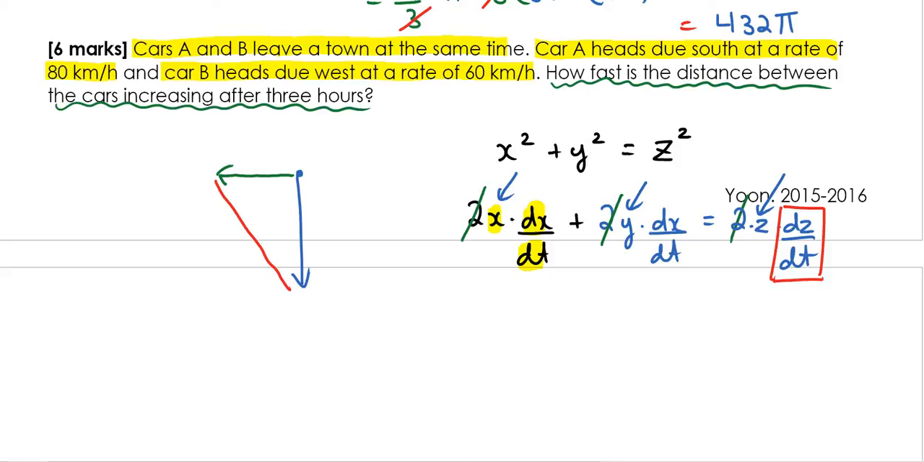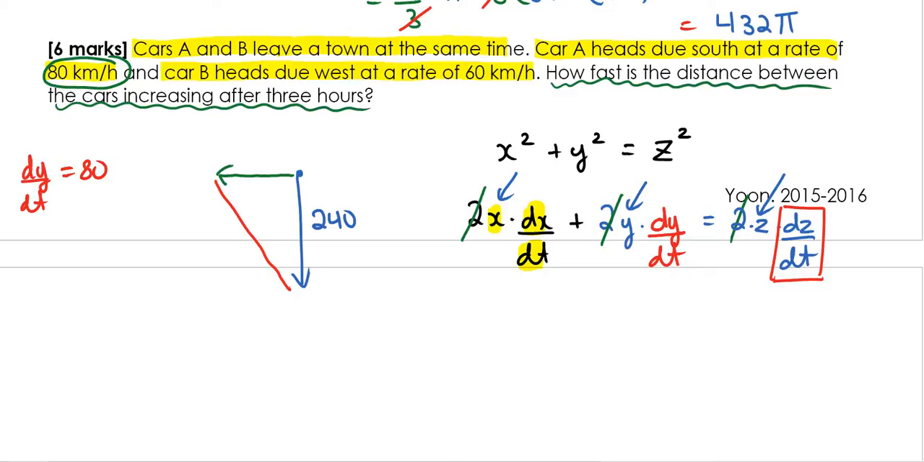Now, I know that car A is heading due south, and it goes at a rate of 80 kilometers an hour. So 80 kilometers an hour, that's going to be, sorry, I made a mistake here. This is dy by dt. So I know that dy by dt is going to be 80 kilometers an hour. Now, if I go for 3 hours, that means the total distance is going to be 240 kilometers, right? So 80 times 3 is 240 kilometers.